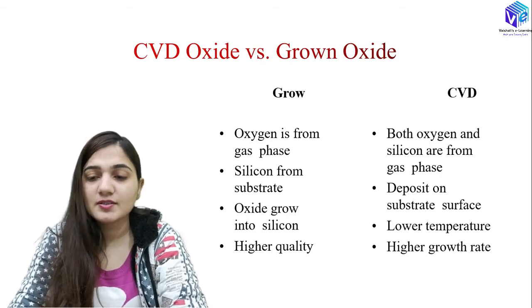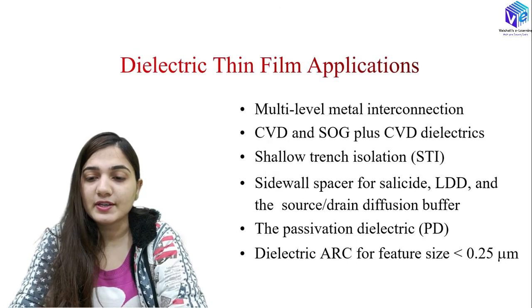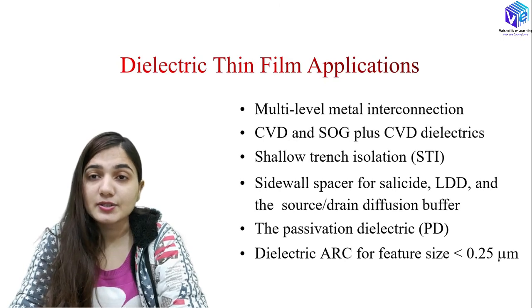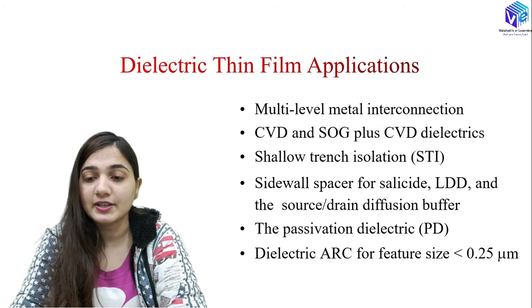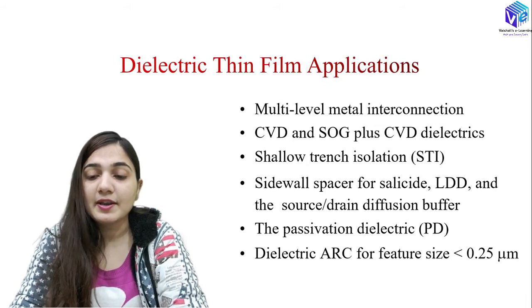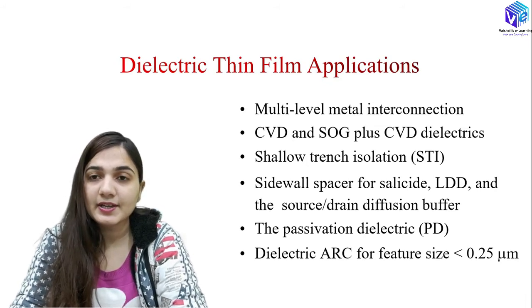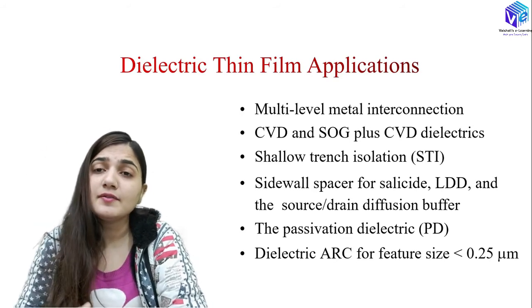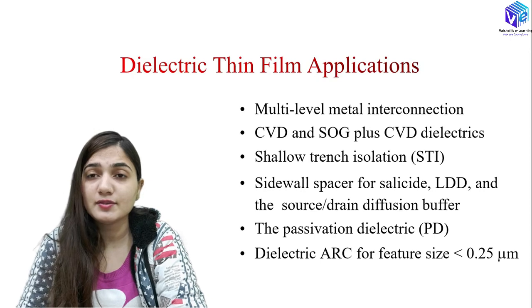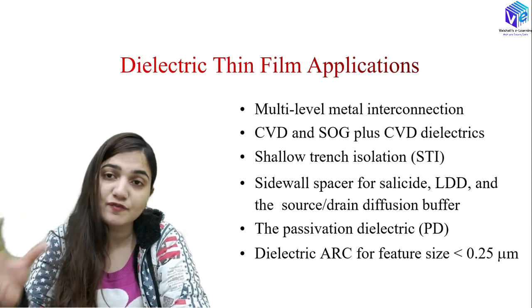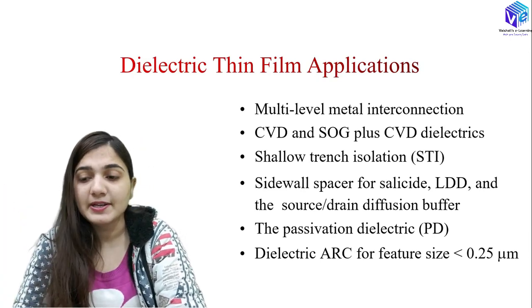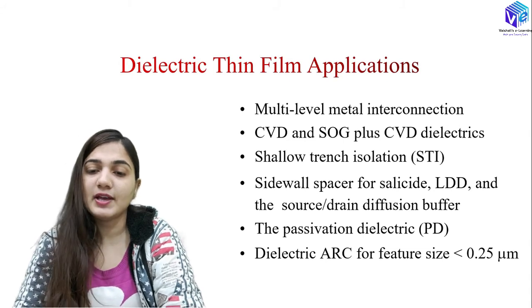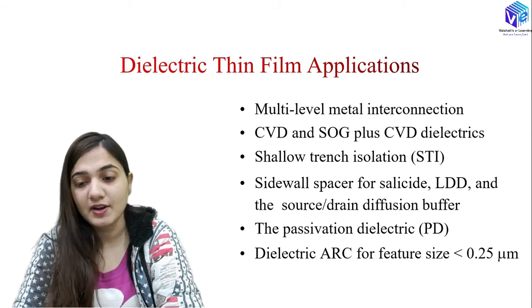Okay, so this is a very big advantage of CVD. So coming to the applications, we have various applications of the dielectric thin films also. So we can have multi-level metal interconnections. We know we can have various level interconnections. And why do we have various level interconnections? When we are increasing the complexity of our IC, we will have the multi-level interconnection that we can form with the help of the dielectric thin films.